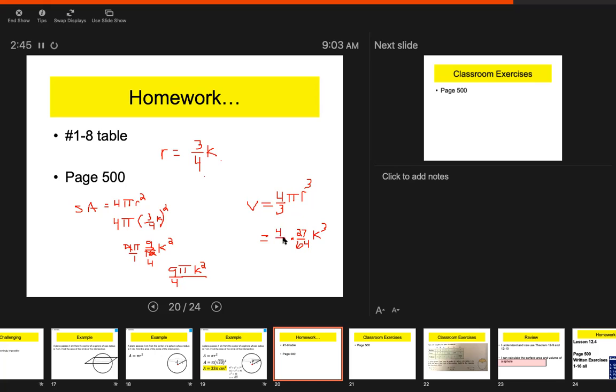Once again, look, a whole bunch of stuff is going to cancel. We're leaving it in terms of pi. The 4 cancels, and 4 goes into 64 sixteen times. The 3's cancel, and 3 goes into 27 nine times. So the final answer is 9 pi k cubed over 16, and we're done. That wasn't too bad. Ugly answers, but that's all she wrote.